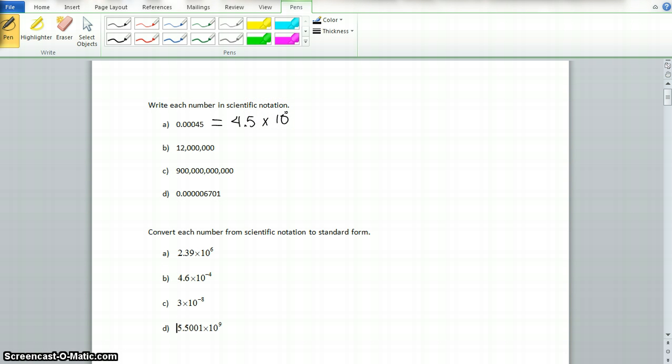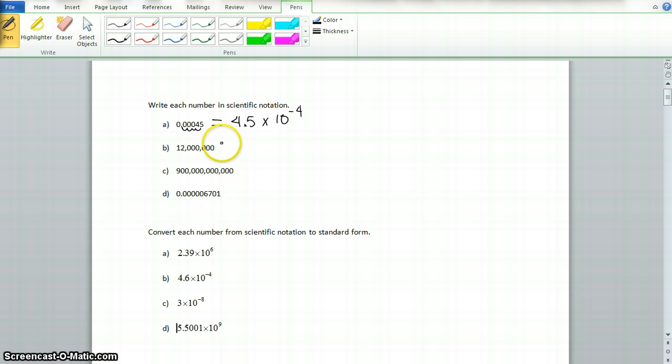All we have to do is count. That decimal point is here. I'll move 1, 2, 3, 4 places. And it's negative because it was a small decimal number to begin with. We move that decimal 4 places, 1, 2, 3, 4. So it is now between the 4 and the 5.